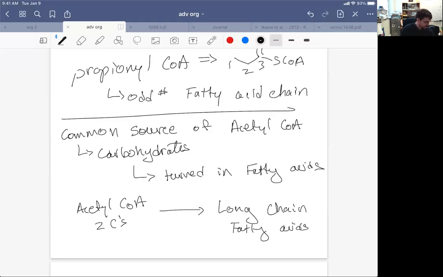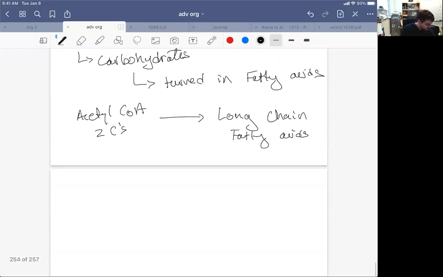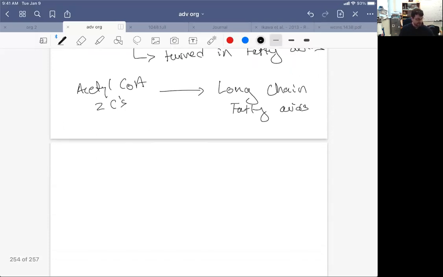Okay, so what does that look like? Well, we are going to do everything in reverse. We're going to do Claisen reaction instead of retro-Claisen first. That's going to assemble the carbon-carbon bond. Then we're going to reduce the beta keto group to an alcohol. Then we're going to eliminate the alcohol to make a carbon-carbon double bond. Then we're going to put 2 hydrogens in to saturate the site of desaturation. So what does that look like?